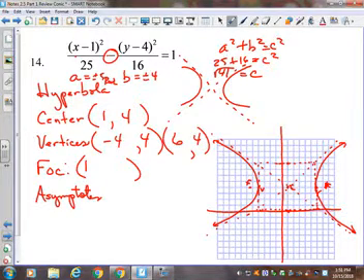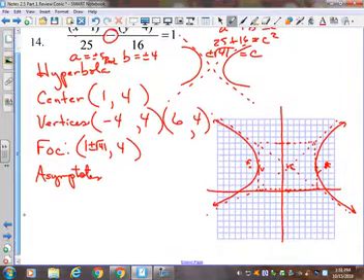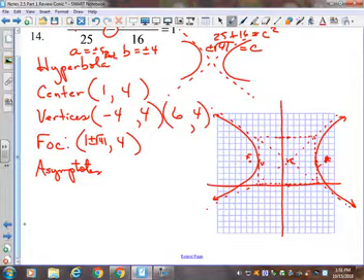The X. So we put 1 plus or minus the square root of 41, 4. Because this is plus or minus, when you take a square root, it's always plus or minus. And that makes your two foci, one with plus and one with minus. And then the last thing about this is asymptotes. And with asymptotes, you use the point slope formula.